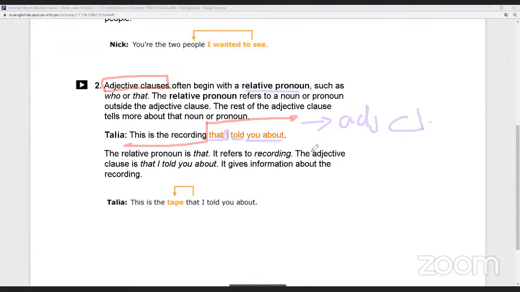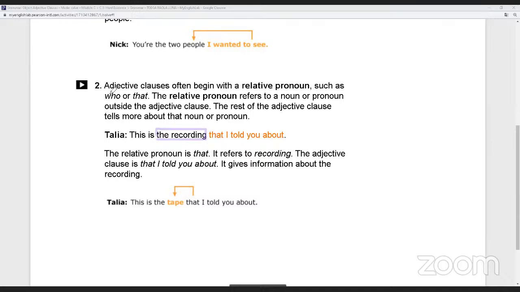Then inside of this, I'm going to find the relative pronoun, and what else? More information about what? About the object. What is the object? The recording. This is the recording that I told you about. So again, we're going to do the exercise that we made before. If I'm going to raise the adjective clause, remember the adjective clause gives us more information about the object, right? So the first thing that you're going to do is to find the object. This is the recording, okay? The recording is the object.